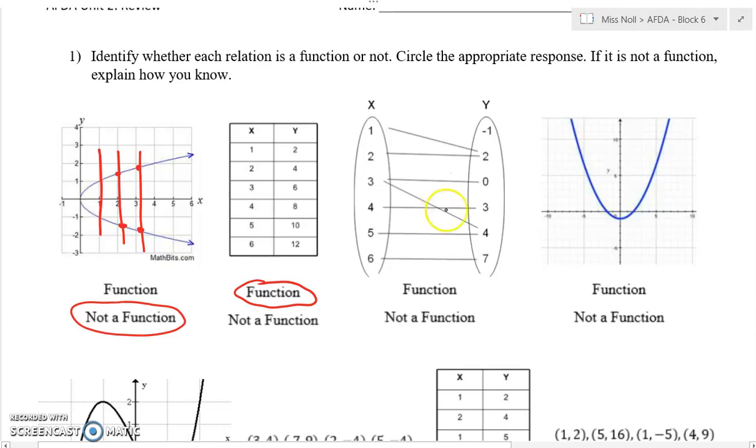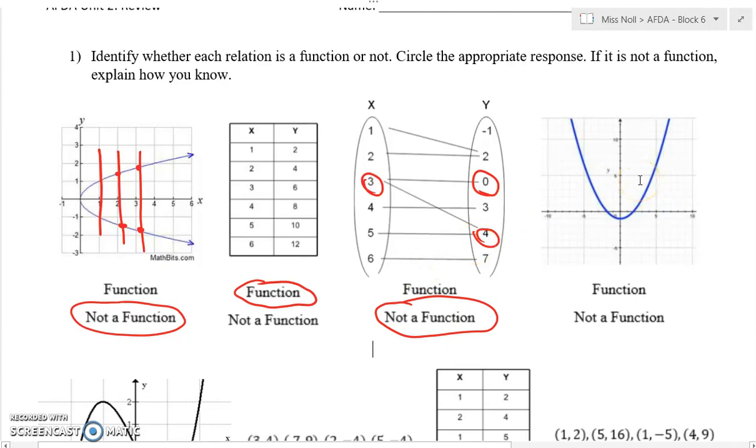But looking at the third example here, we have x, 1, 2, 3. Oh, but 3 has 2 different arrows coming from it. It's mapping to 0, and it's also mapping to 4. And so because of that, this is not a function. So that would be your answer for those.